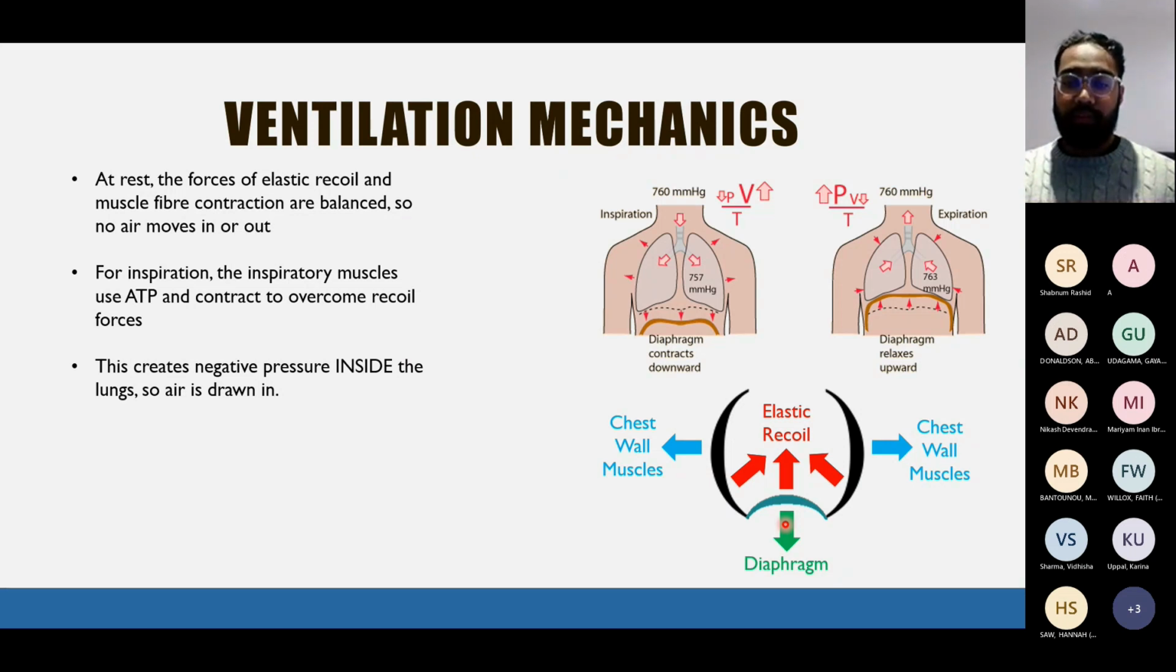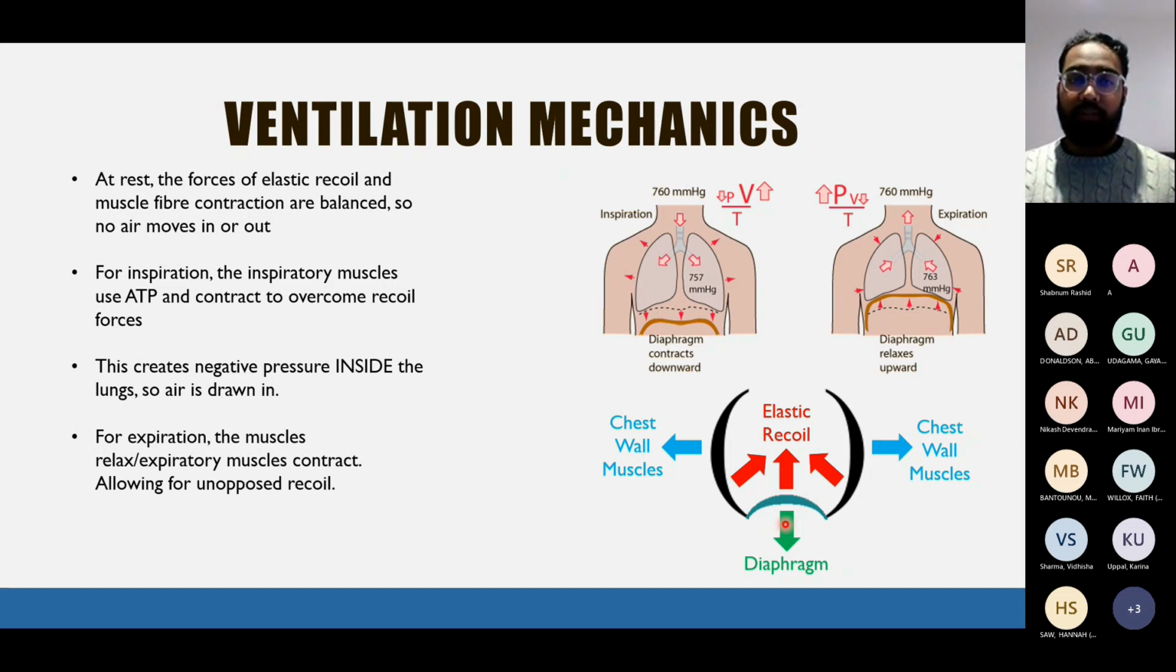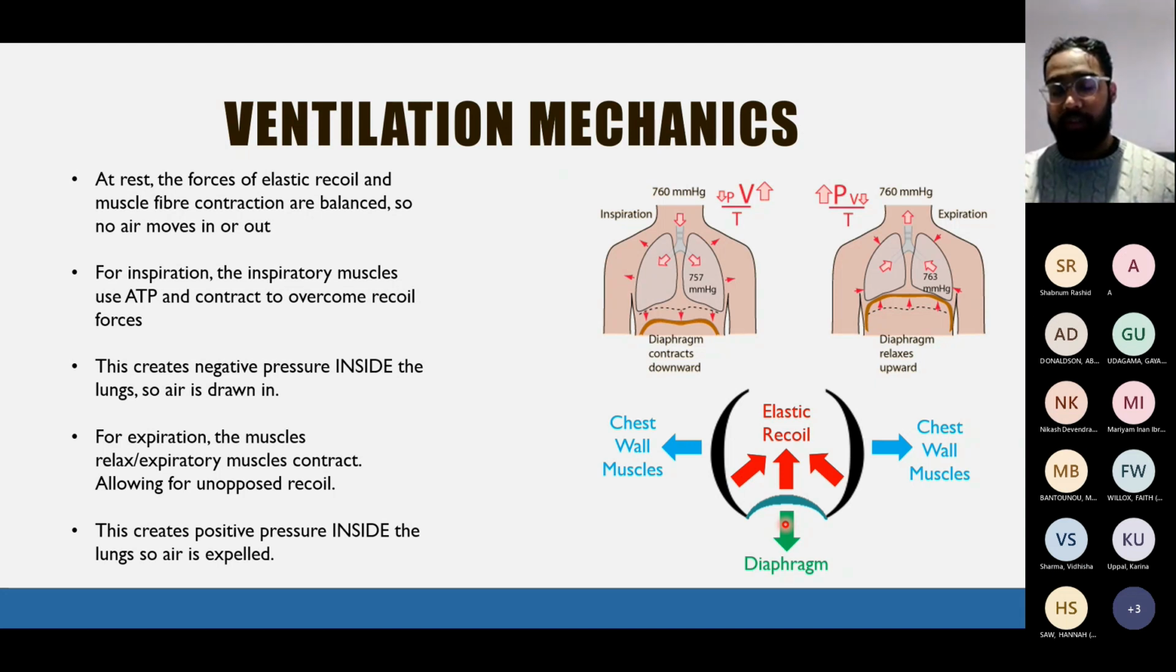Now, when we want to get the air out, we want the intrathoracic pressure to be higher than the pressure outside. So the expiratory muscles contract if we're using them actively, or just the amount of stored potential elastic energy is enough to increase the pressure inside compared to outside. And because there's higher pressure inside, the air is forced out. And you do that loads and loads of times a minute, and suddenly you're breathing. So that's ventilation mechanics simplified.